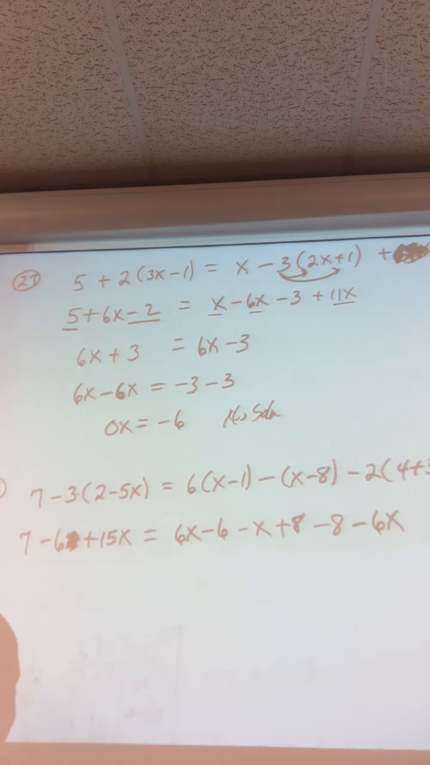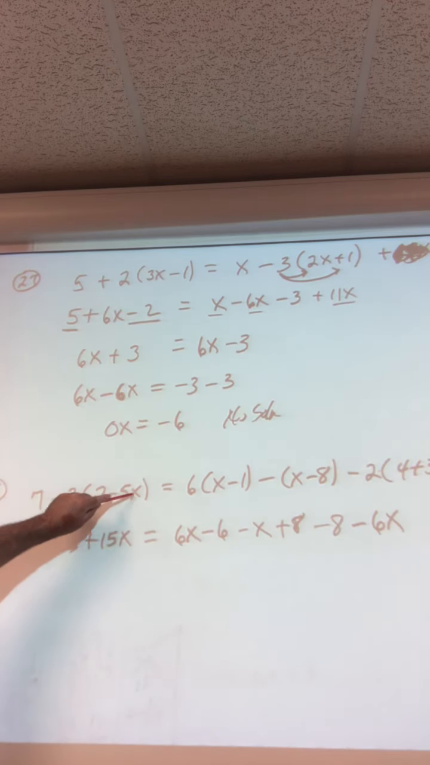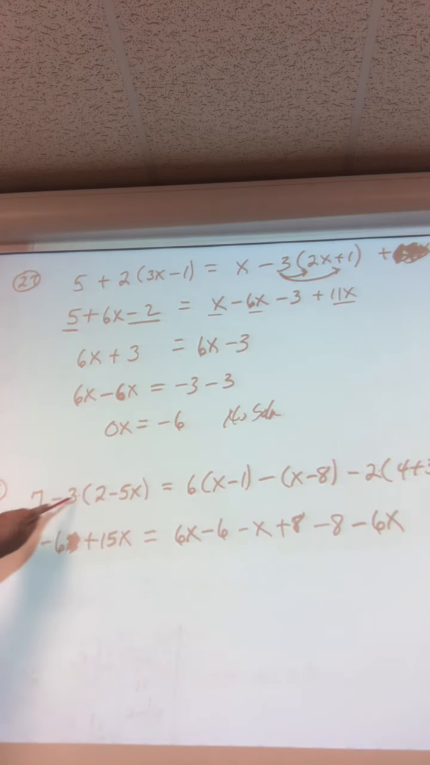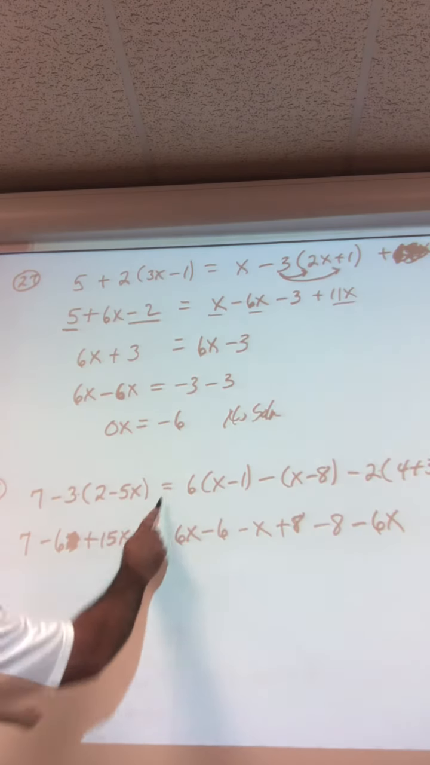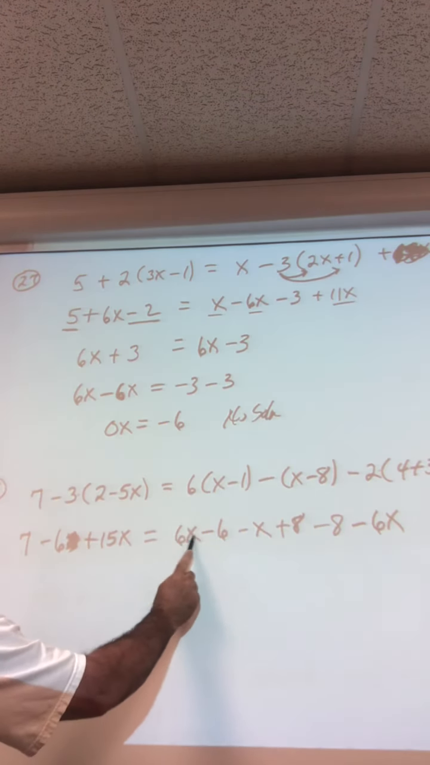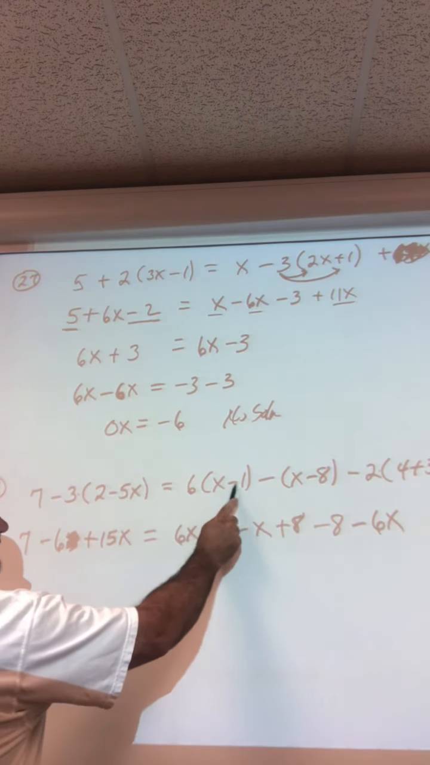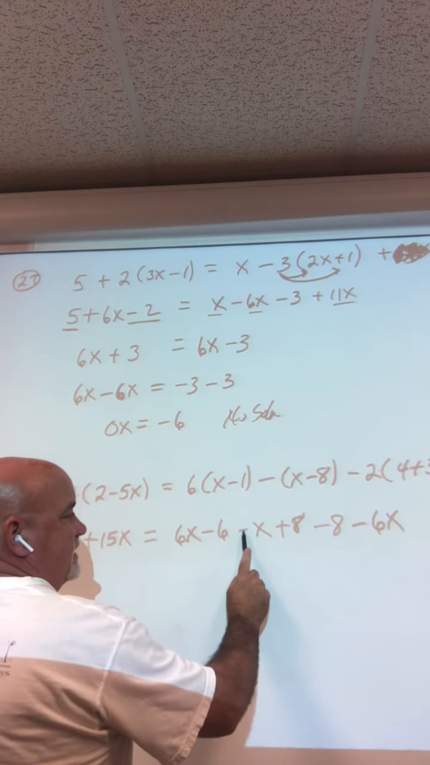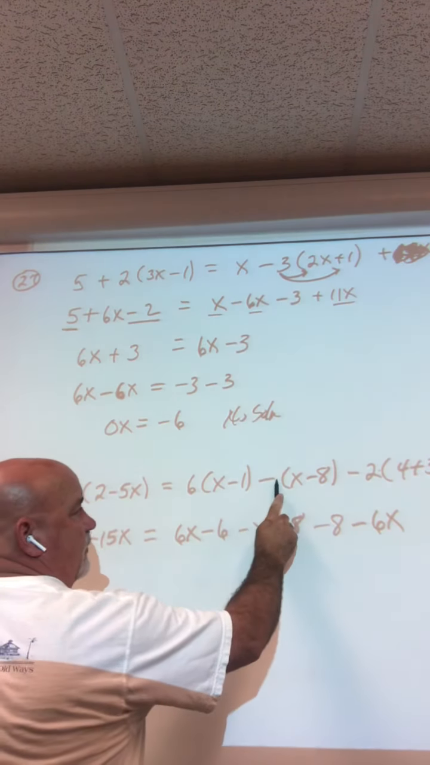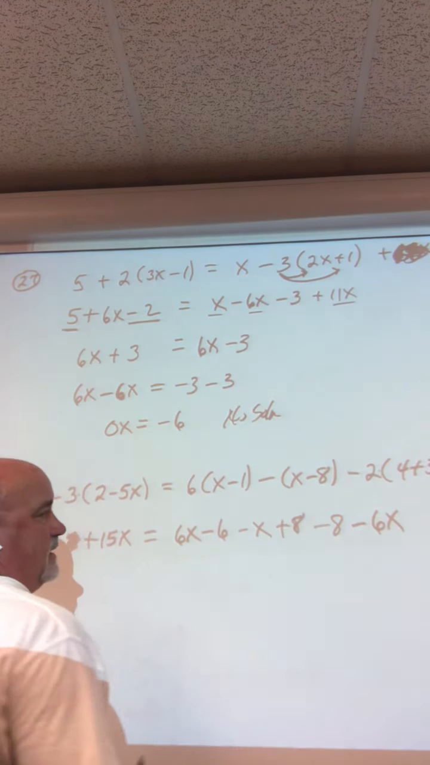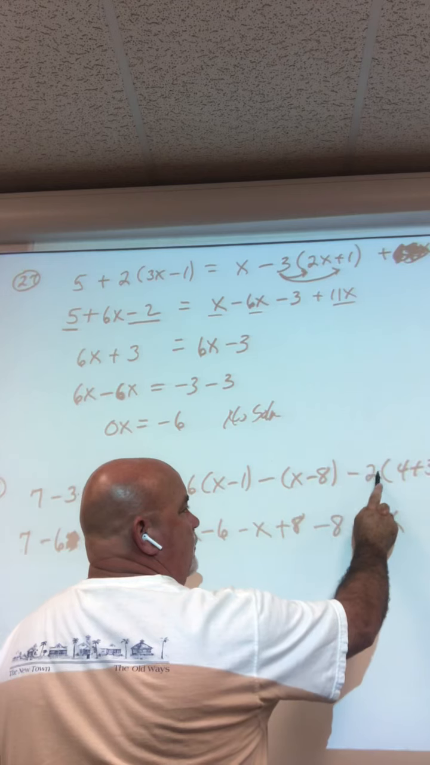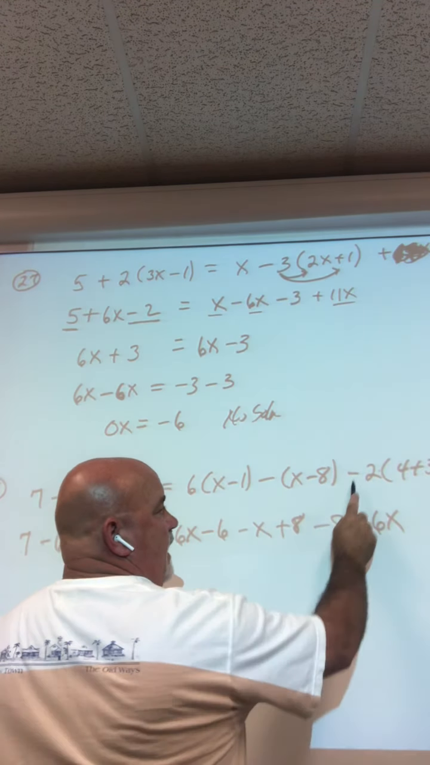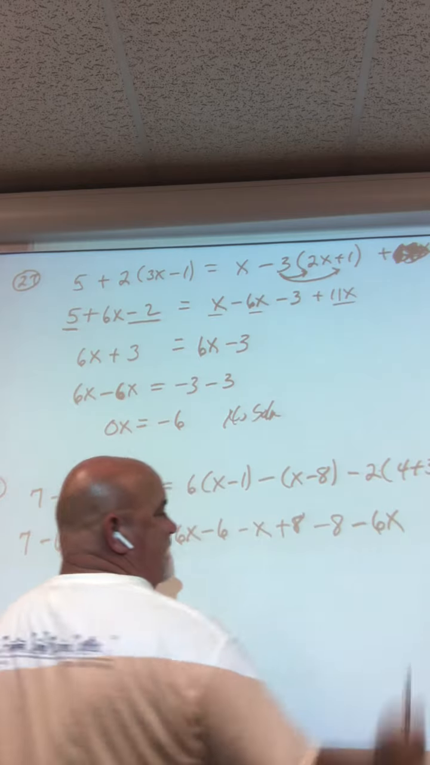All right, so bring down the 7. Negative 3 times 2 is negative 6. Negative 3 times negative 5x is plus 15x. A negative times a negative is a positive. Equals 6 times x is 6x. 6 times negative 1 is negative 6. Negative 1 times x is negative 1x. Negative 1 times negative 8 is plus 8. And then negative 2 times 4 is negative 8. And negative 2 times 3 is negative 6x.